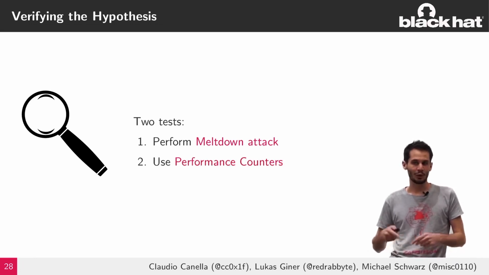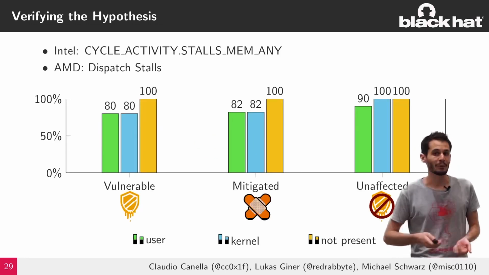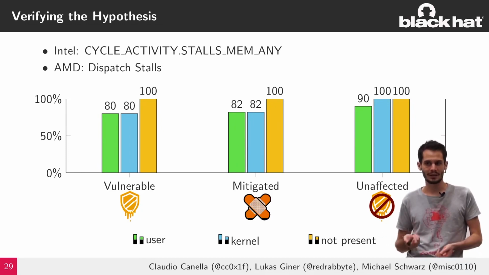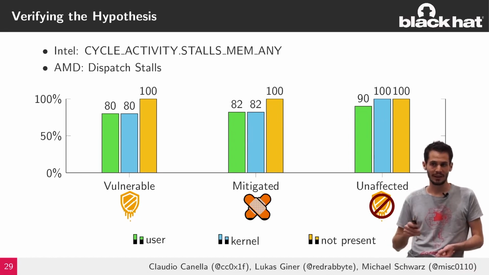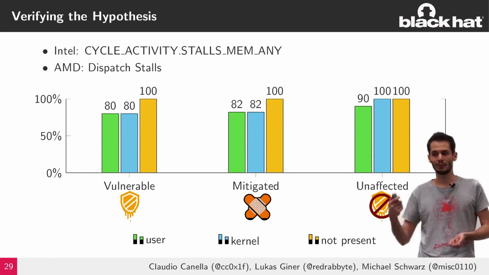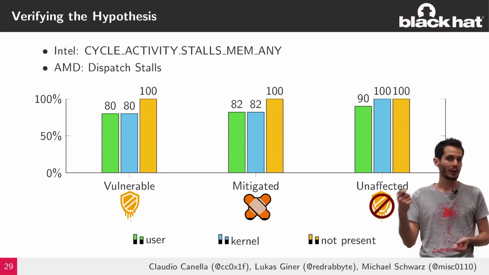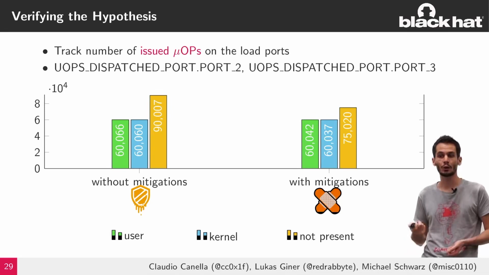So we confirm our hypothesis of how this works with some performance counters. First we look at memory stalls, and we compare vulnerable Intel CPUs, mitigated Intel CPUs, and an AMD CPU. On a vulnerable CPU and on a mitigated CPU, for user and kernel accesses, there is the same percentage of stalls. That is not 100% like it is for non-present pages. And on an unaffected CPU, such as an AMD CPU, we see that non-present pages and kernel pages both stall 100% of the time.